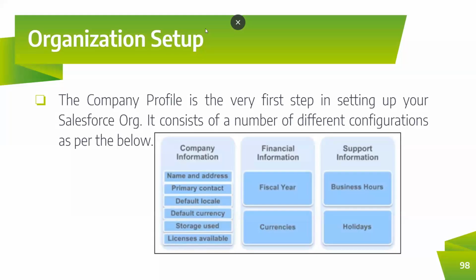So now, organization setup. What is organization setup? The company profile is the very first step in setting up your Salesforce org. It consists of a number of different configurations. In the company information, you set the name and address of the company, primary contact, and default locale. What is the default currency? Storage usage, how much storage, and what licenses are available. All those details we are going to configure here.